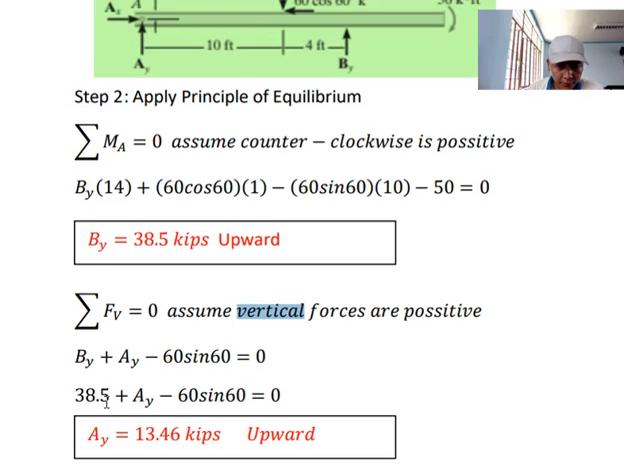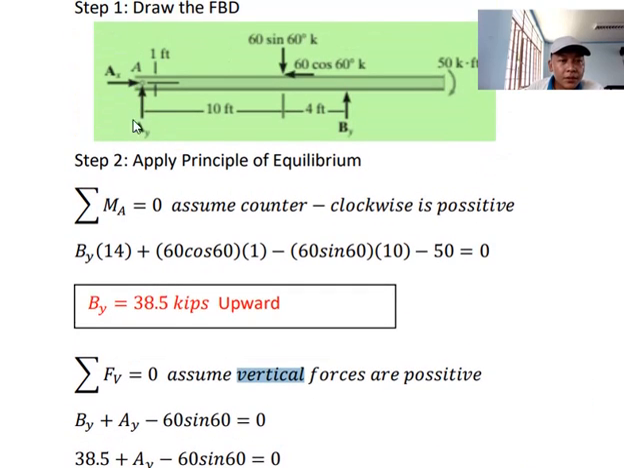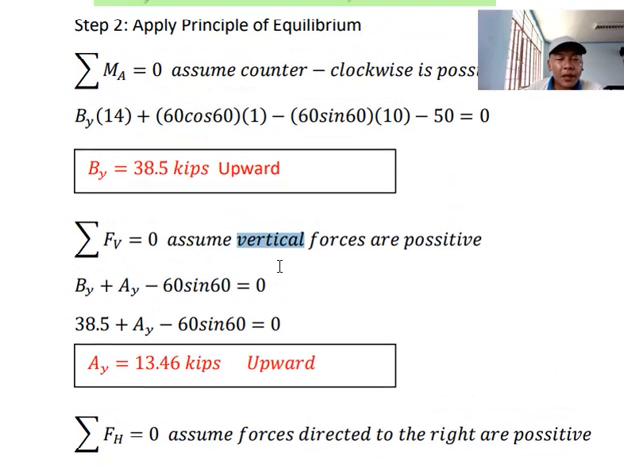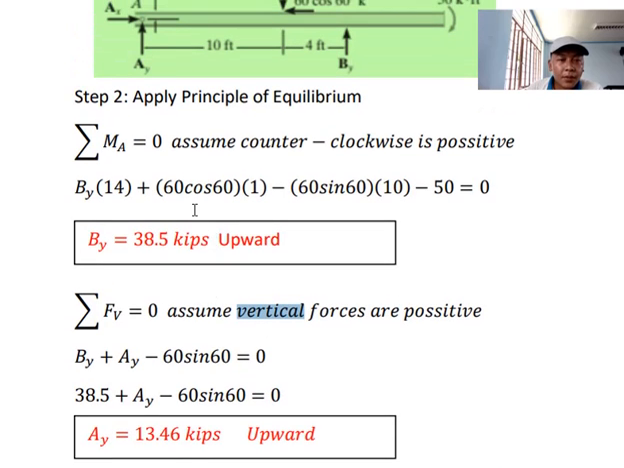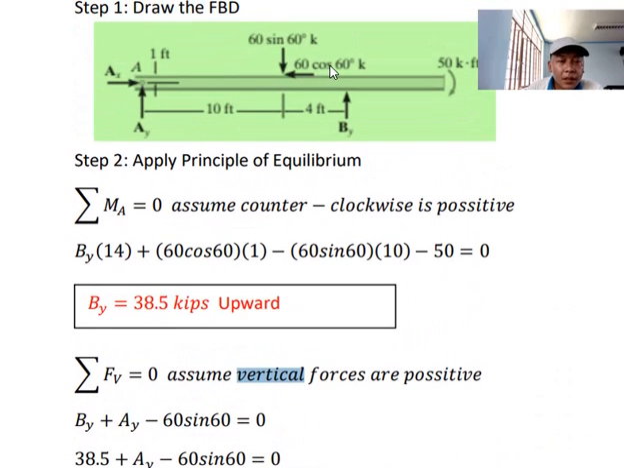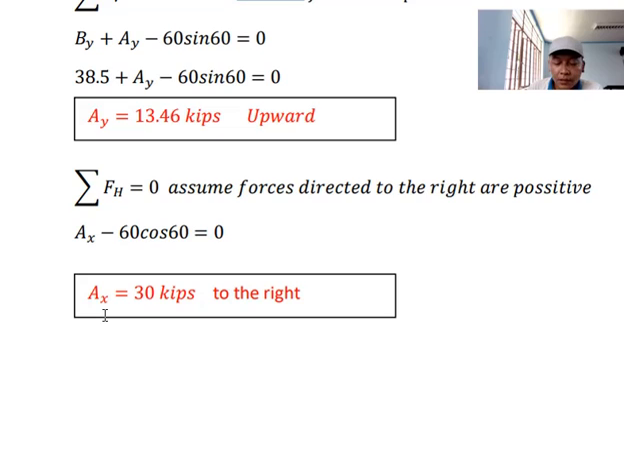And then solving for Ay, that is 13.46 kips upward. To solve Ax, just sum up horizontal forces equals 0. Forces directed to the right are positive. So Ax is positive minus the force going to the left, which is 60 cos 60, and then equal to 0. So Ax is equal to 30 kips to the right. Thank you for listening.